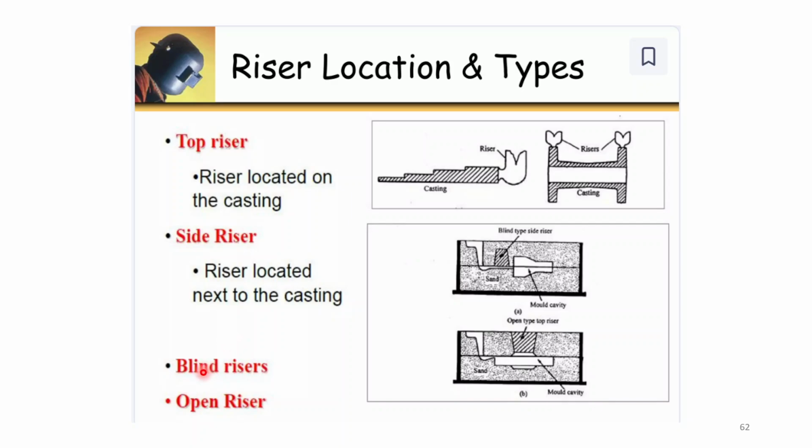And there are blind risers as well. Blind riser meaning it will be inside the sand, so it will have the advantage of low heat transfer. So this metal won't be solidifying very fast compared to an open riser. Next you have the open riser. Open riser meaning it will be open to the environment.